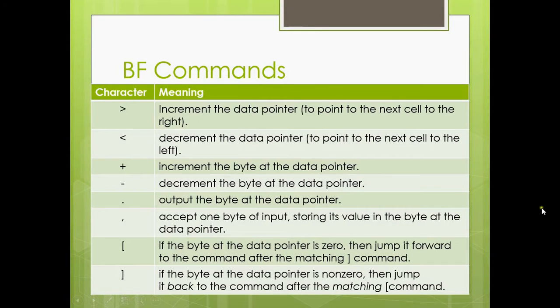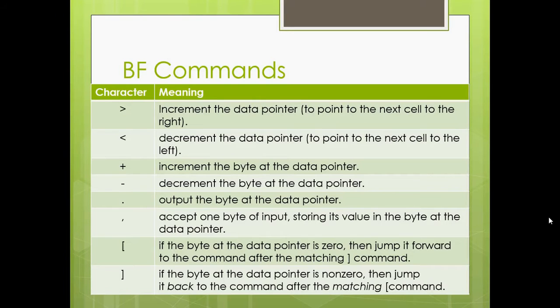Okay, so we are going to look at the BF commands, and there are only 8 commands in all, and they are easy to remember and easy to implement. The greater than symbol increments the data pointer, and it takes your data pointer to the right of the current location. Then the smaller than symbol decrements the data pointer by 1 and takes it to the left of the current location.